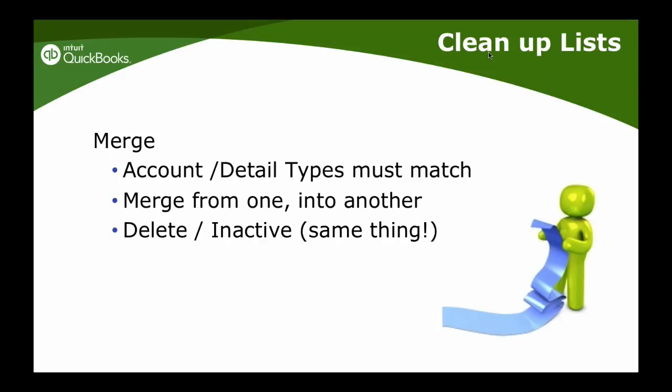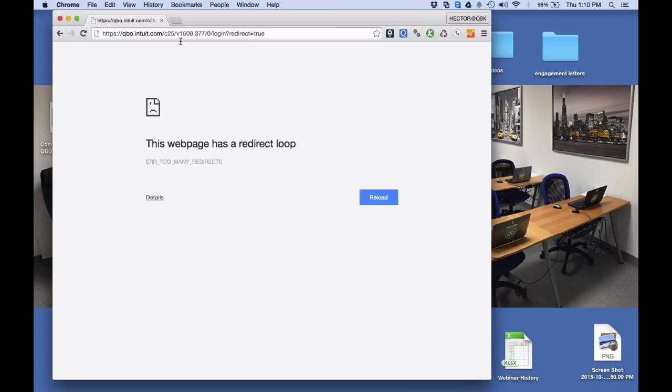So for the first group of mistakes, we're going to talk about lists, and we're going to talk about merging them, making them into sub accounts, deleting them, making them inactive. We're going to talk about the account detail type. So let me switch over to QuickBooks Online.